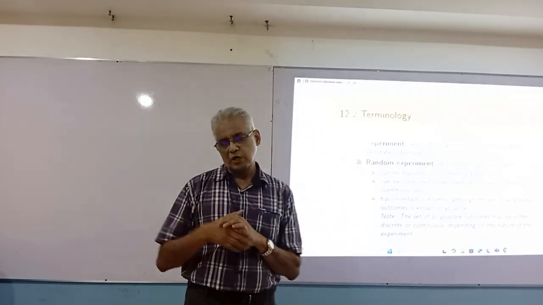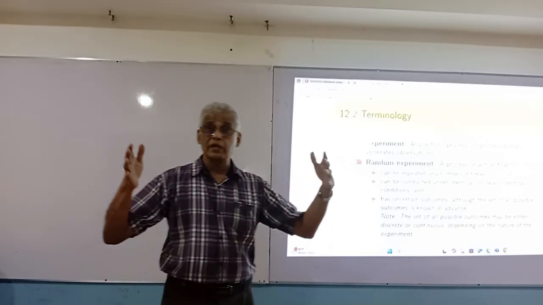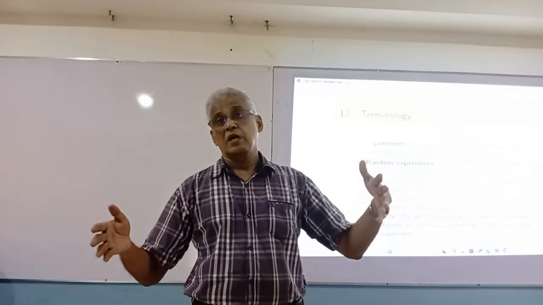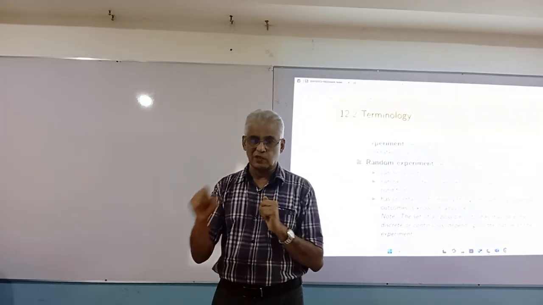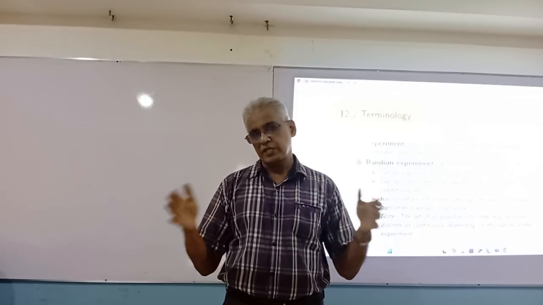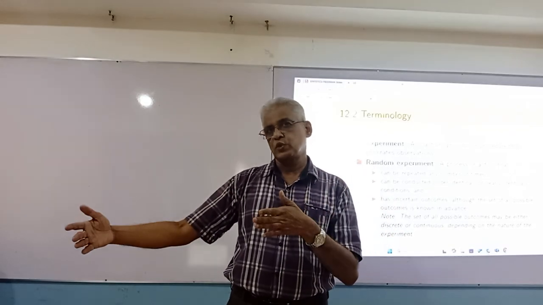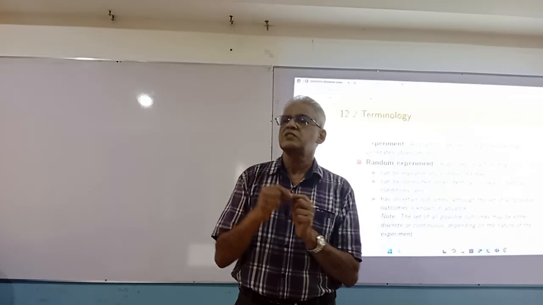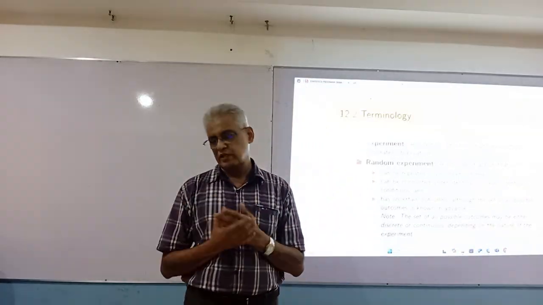Right? So most of the time we should know what the possible outcomes are. Another word is outcome. Outcome is the result actually. The result of one experiment is called the outcome. So there can be several possible outcomes, but we don't know which of these is going to be the outcome in one particular experiment. So that is another condition.